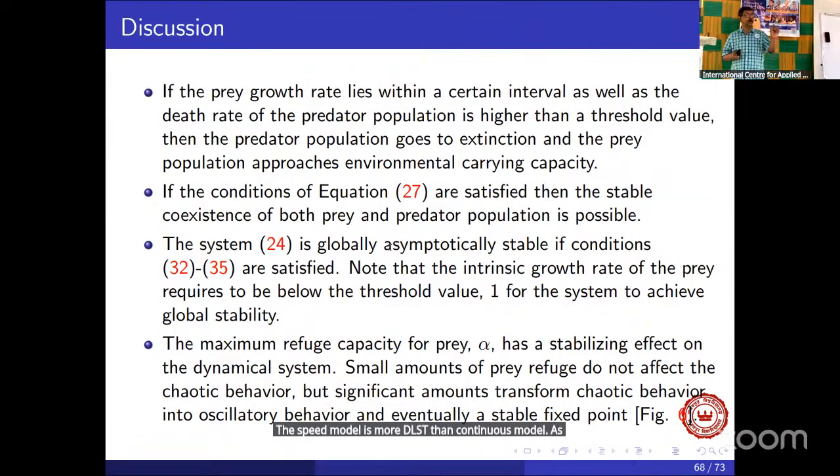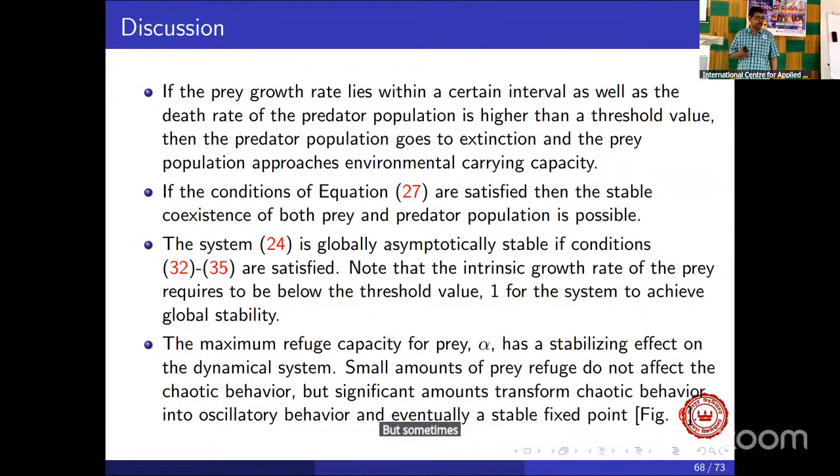Because we take t equal to 1, 1 to 2, 2 to 3, 4 to 5, like this. And in the continuous model, t tends to infinity. This is the basic difference. So it is more realistic than the continuous model. But sometimes its calculation is very rich, so we cannot solve all these problems and we go to the numerical.